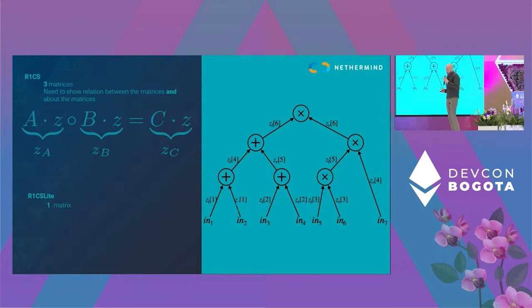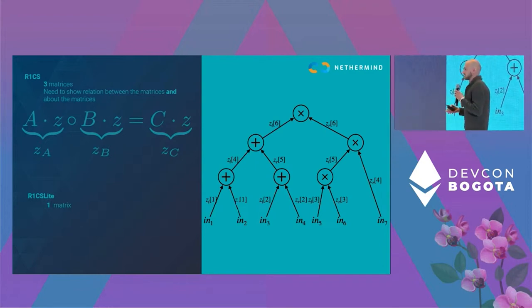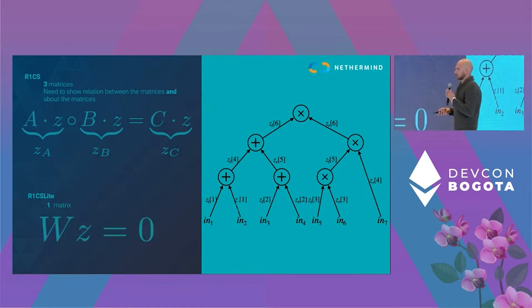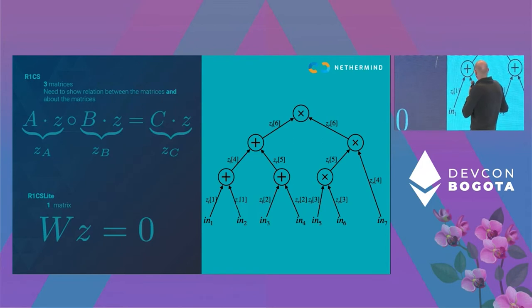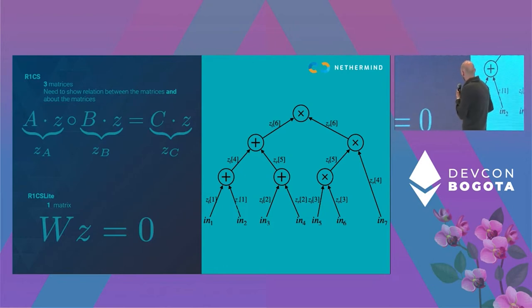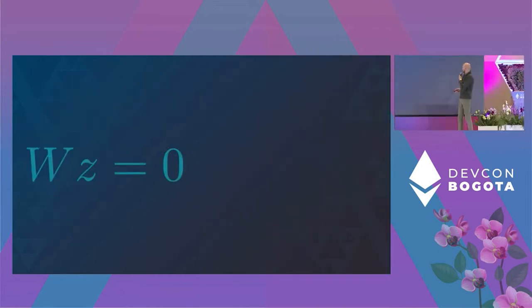Okay, and that's R1CS. The fact that we have three matrices basically means that we need to send three polynomial commitments, one for each of these multiplications. While in R1CS Lite, the situation is a bit different because we are able to encode the whole circuit into a single matrix. So we have only one matrix that needs to be sent. And we want to show that the matrix times the vector with evaluations gives zero. Okay, so let's look at this for a moment.